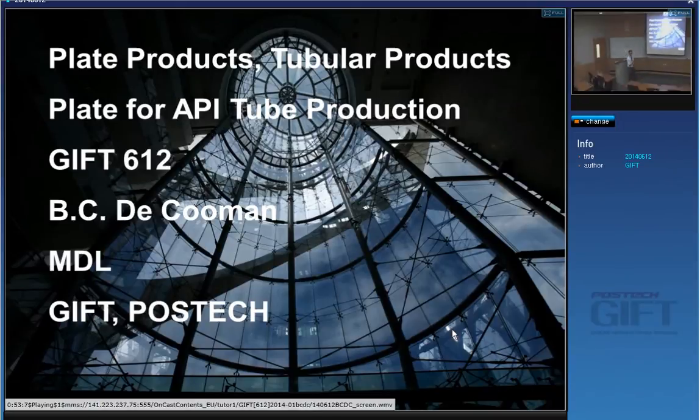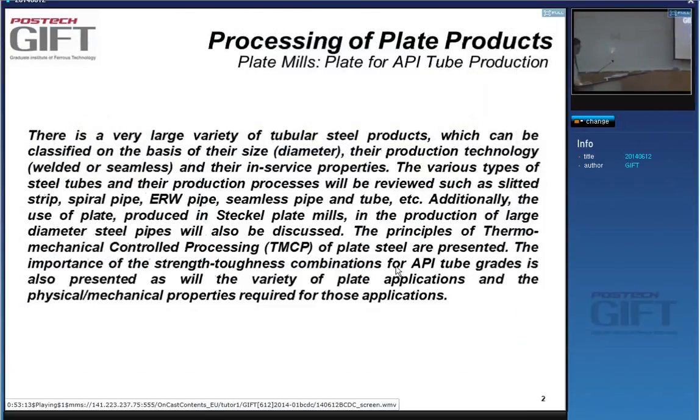There's a huge amount of tubular products, from plastic to steel, lots of materials are being used to make tubular products. But when it comes to steel, we will classify them on the basis of their diameter. Production technology is important. There are very different routes in the production of welded tubes and seamless tubes.